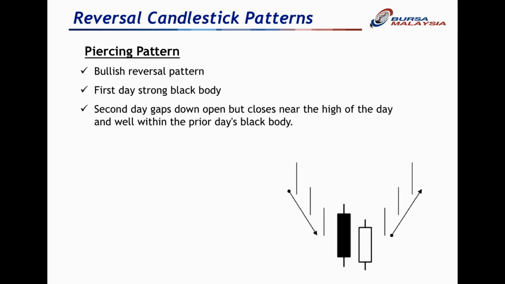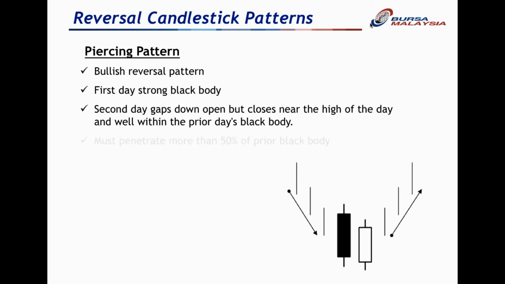Unlike a bullish engulfing, where the next day's body completely engulfs the prior day's body, in this case the piercing pattern does not engulf the whole body, but it closes well within the prior day's black body. So a bullish engulfing pattern is a stronger reversal pattern compared to a piercing pattern, because a bullish engulfing engulfs the entire body of the prior day's candlestick, but a piercing pattern does not engulf the entire candlestick. It only goes well within.